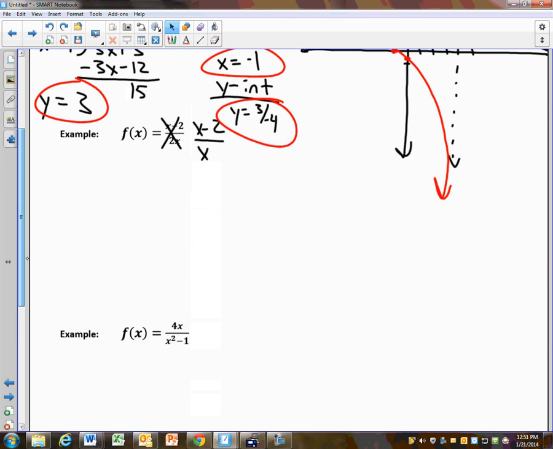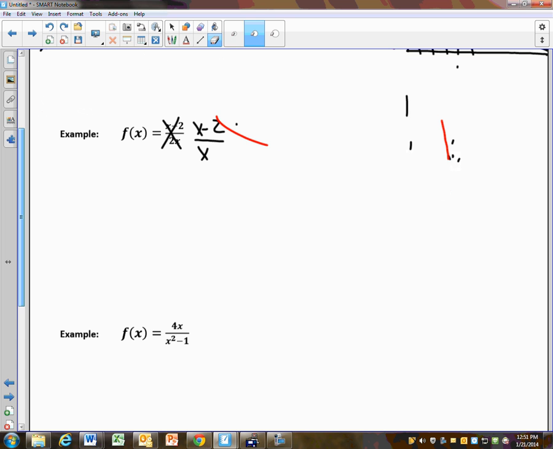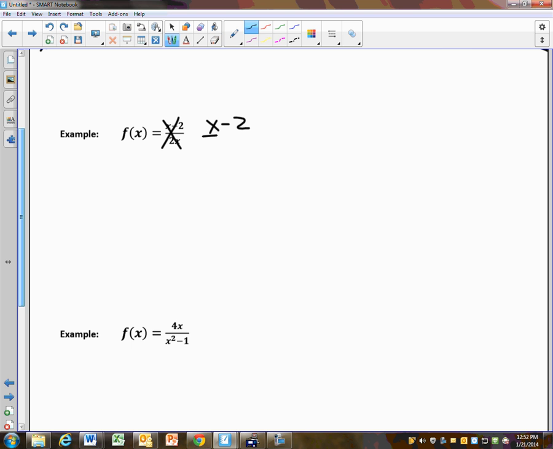Okay, 2 more. See if our speed has quickened. I'm changing this problem to x minus 2 just over x. Works out a little bit better. Vertical asymptote is where you get 0 in the denominator. Scott says x equals 0. He is correct. Any questions how we came up with vertical asymptote?